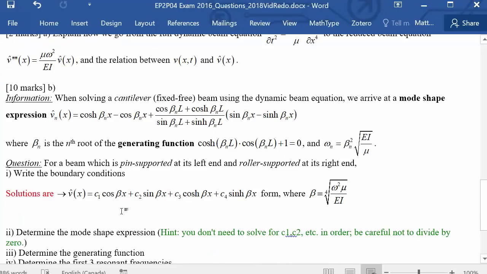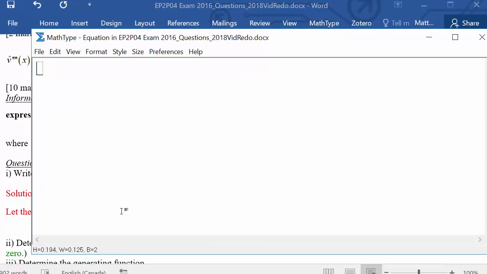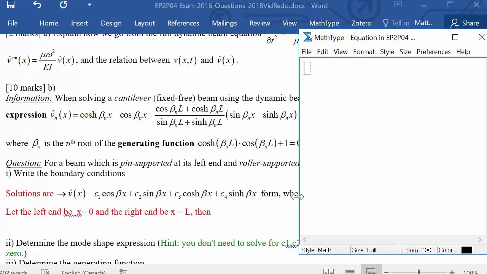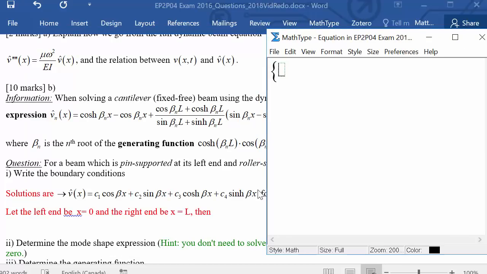Okay, so pin supported at the left end. Let's let the left end be x equals 0, and the right end be x equals L as usual. Then the pin support at the left end tells us that V, so it can't move, is 0. So that means V hat at 0 equals 0.